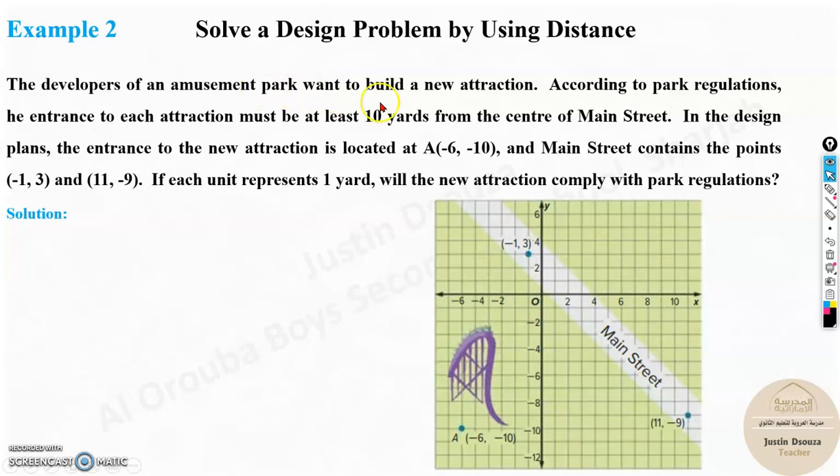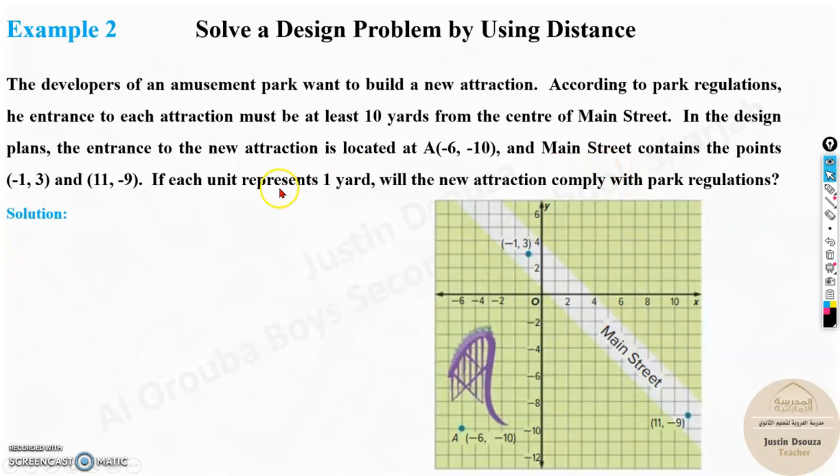The developers of an amusement park want to build a new attraction. According to the park regulation, the entrance to each attraction must be at least 10 yards from the center of the main street. In the design plans, the entrance of the new attraction is located at this particular point. The main street over here contains the points 1 and 11 comma minus 9. If each unit represents 1 yard, will the new attraction comply with the regulation?